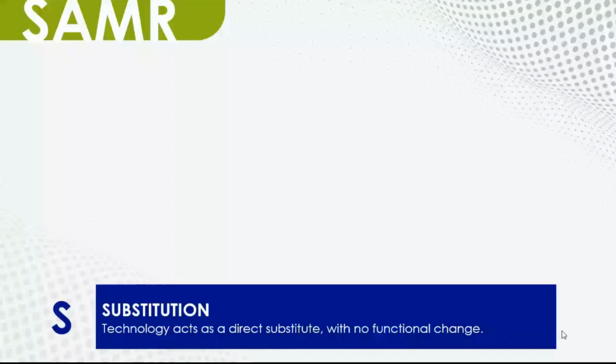The next theory is the SAMR theory. The SAMR model is a good way to think about technology integration. When we use the SAMR model, we talk about 4 different levels of technology integration. The first one being substitution. Technology acts as a direct substitute with no functional change.